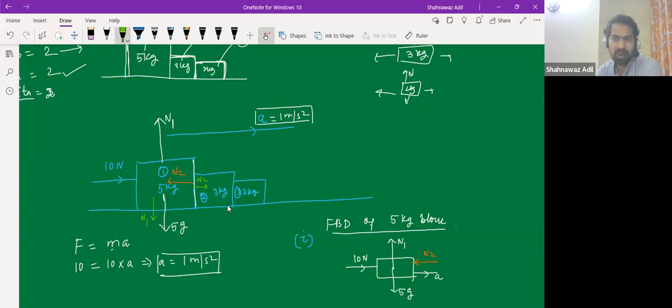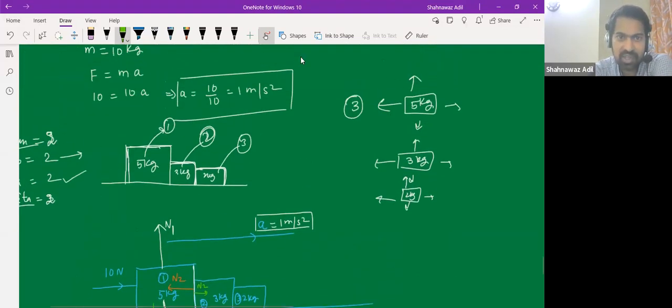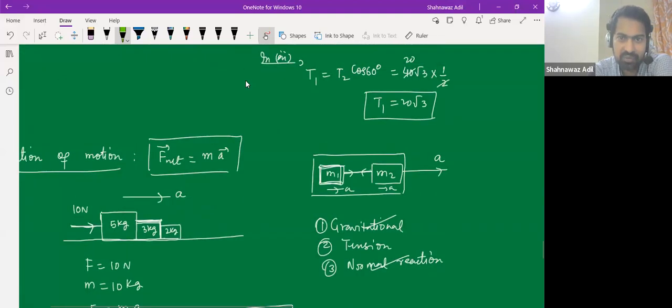Whenever I ask about the equilibrium, what do you guys check? What is the definition of equilibrium? Sir, when F net is 0. F net is zero, which corresponds to what? Force is equal. If force is zero, then what is zero? Acceleration.